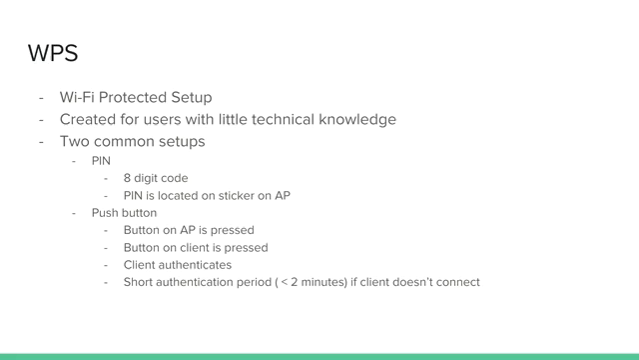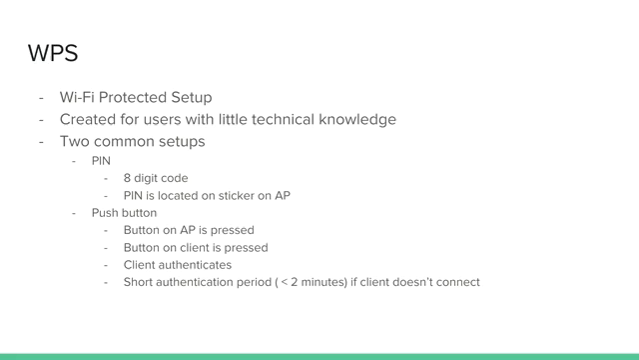The other option is the WPS push button setup. It is often a physical button, although it can be in the software, that is pushed on the AP. It will then attempt to authenticate with the client. A button must also be pressed on the client so that it discovers the network.